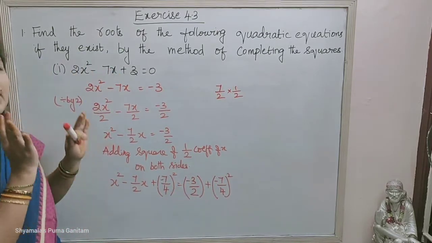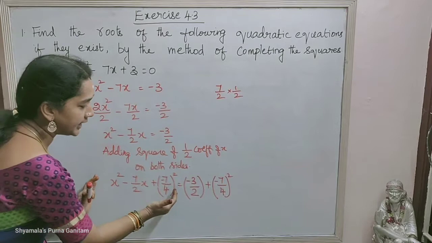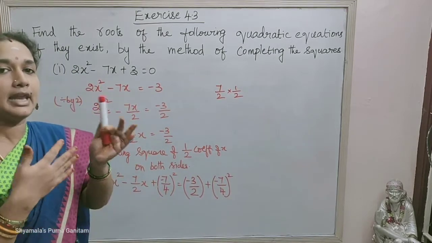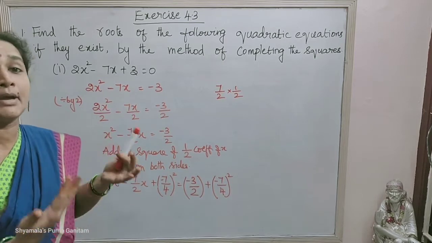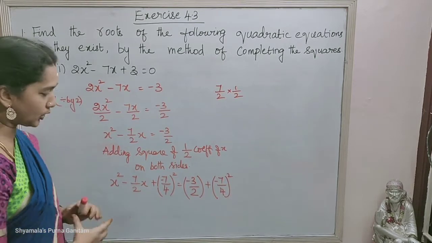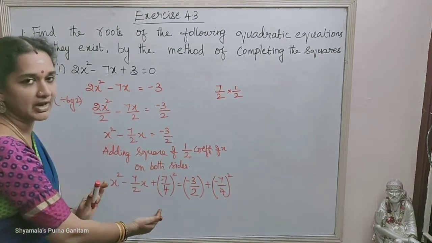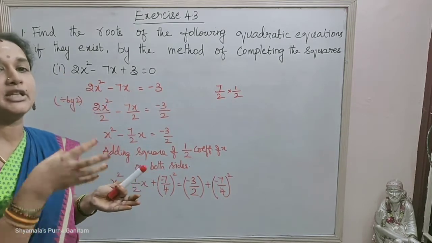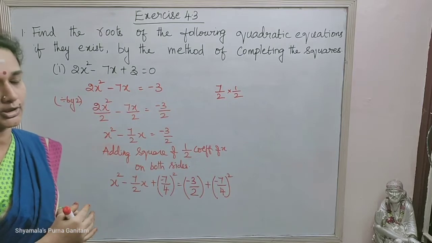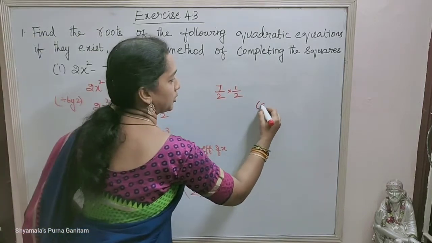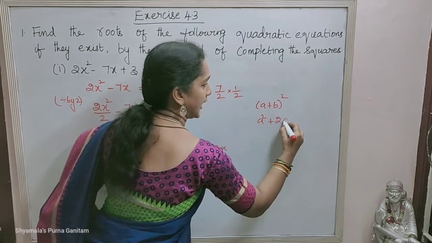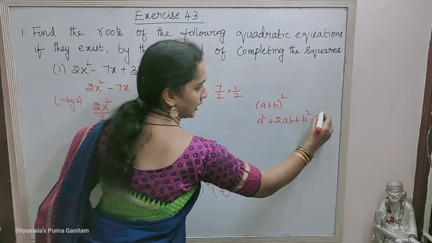So, why I am adding like this is, I need to get this LHS in the form of either a plus b the whole square or a minus b the whole square. I have to get the whole LHS term as a plus b the whole square or a minus b the whole square. What is a plus b the whole square? What is the formula? A squared plus 2ab plus b squared.